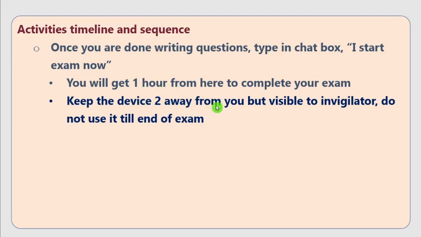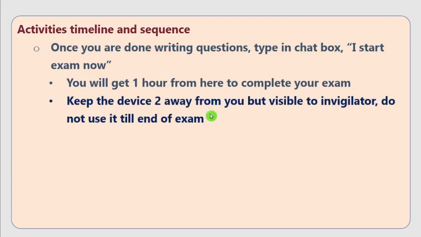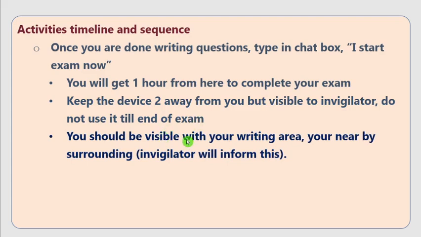Say that you are having a problem with one question, you had a doubt whether you have written it rightly or wrong. So you can request the invigilator at that time. They will display you the question paper and the exact question. You can see it from the device 1 display, and just clarify your doubt. So they will oblige when you request. So you should be visible with your writing area and your nearby surrounding.